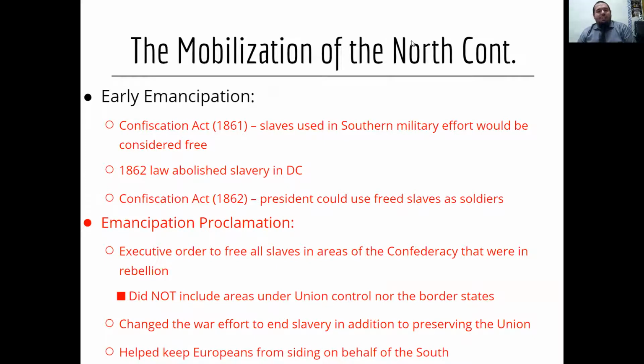The mobilization of the North, early emancipation: the Confiscation Act of 1861, where slaves used in the Southern military effort would be considered free. In 1862, there was a law that abolished slavery in D.C. And you also have another Confiscation Act of 1862, where the president could use freed slaves as soldiers.